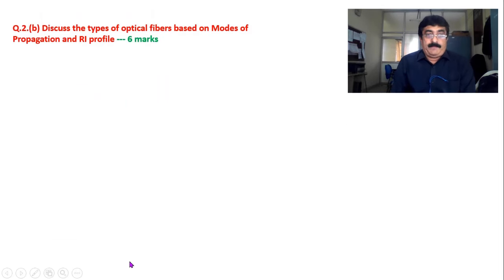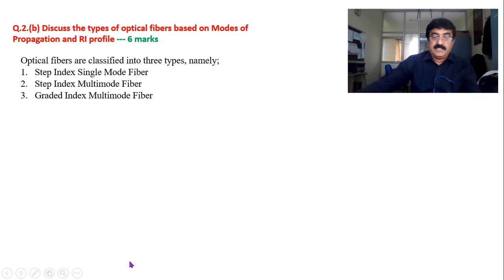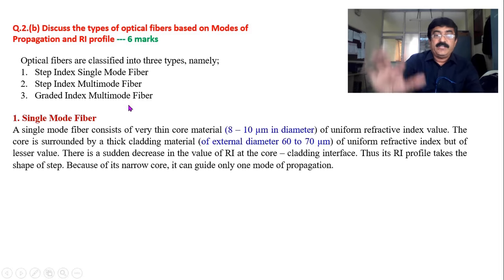Now coming to 2B. Discuss the types of optical fibers based on modes of propagation and refractive index profile. Types of optical fibers. There are three types: step index single mode, step index multimode, graded index multimode. Okay, so it is like this.